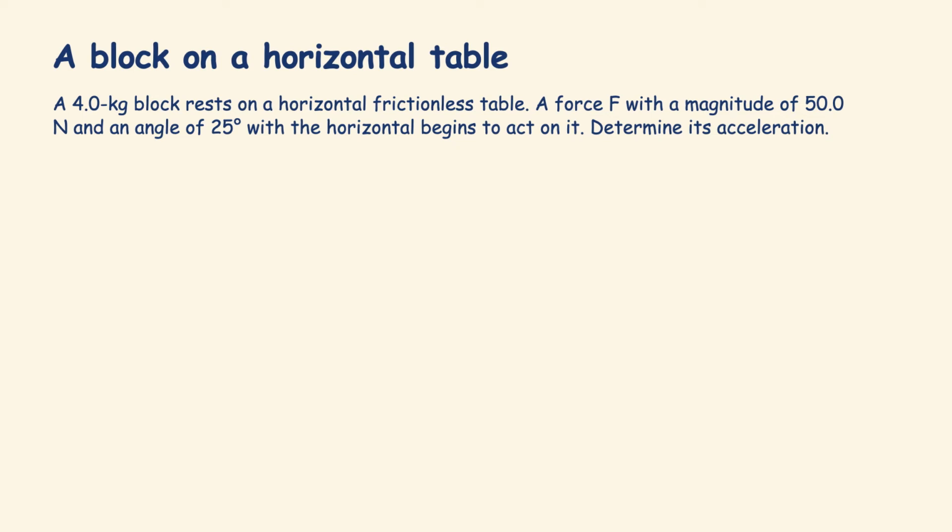As a first example from Dynamics, we are going to start with the simplest possible situation. We will have a 4.0 kilogram block that rests on a horizontal frictionless table. A force F with a magnitude of 50 newtons and an angle of 25 degrees with the horizontal begins to act on it, and we will determine its acceleration.